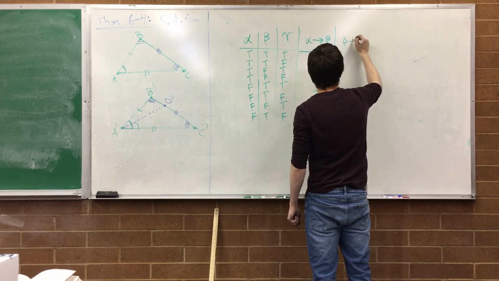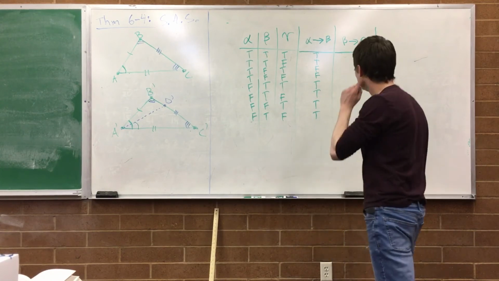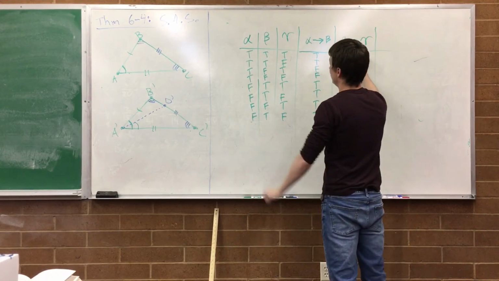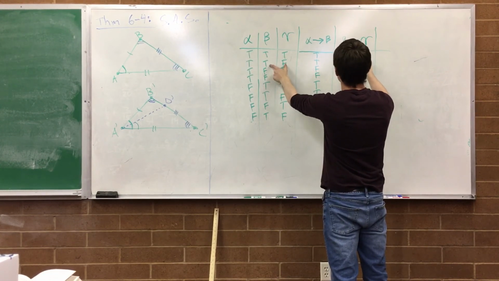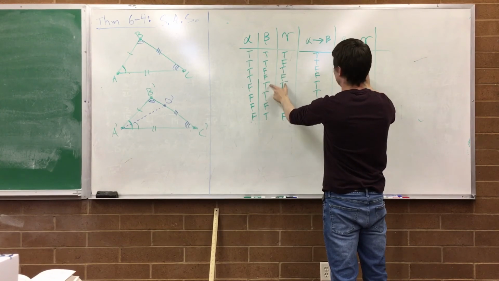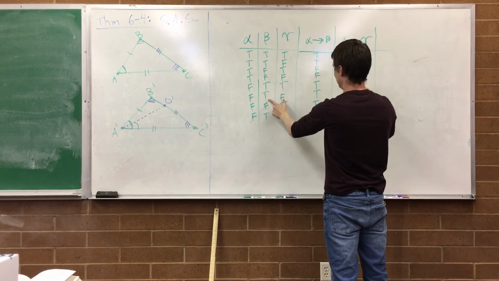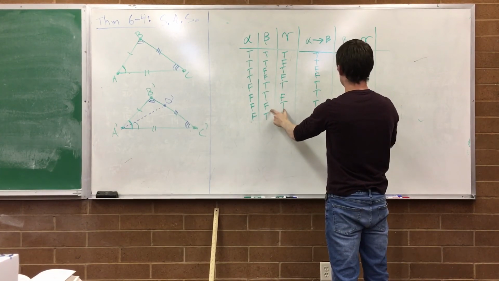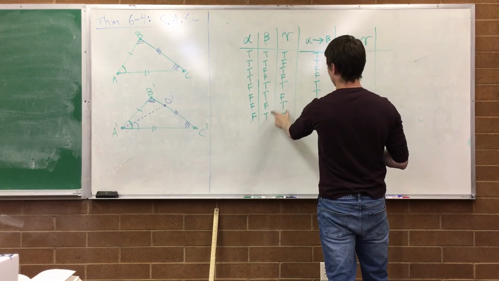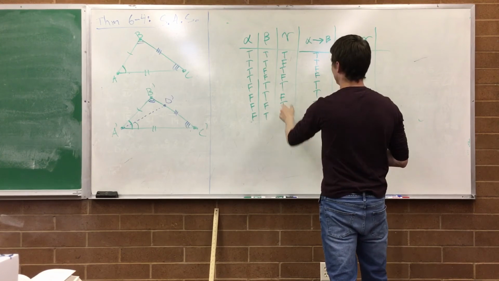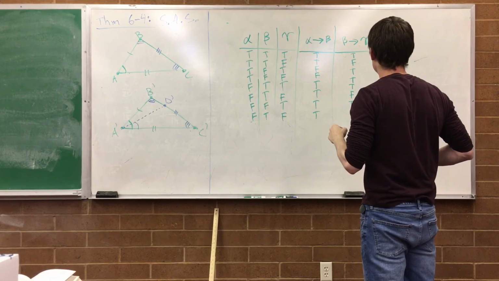Yeah. Is it gamma? Gamma. Beta implies gamma. True, false, false, true, true, true, false, true, false, true. No, we made a mistake. True, true, or false, false. Beta implies gamma.